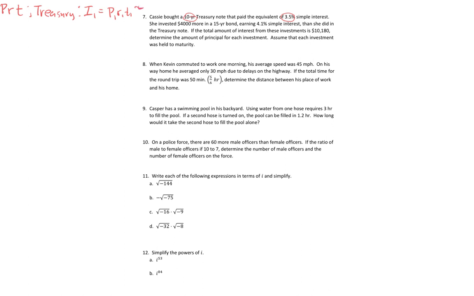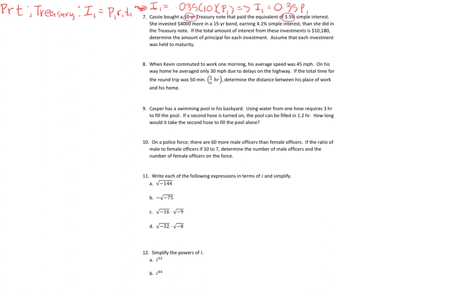So this is going to be our I1 is equal to 0.035 times our 10 years times our P1. Or if we simplify that, I1 is equal to 0.35 times P1. All right, so that's our first one.